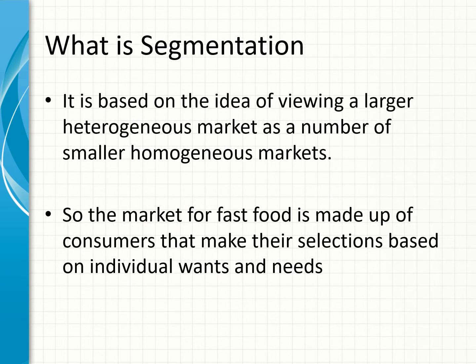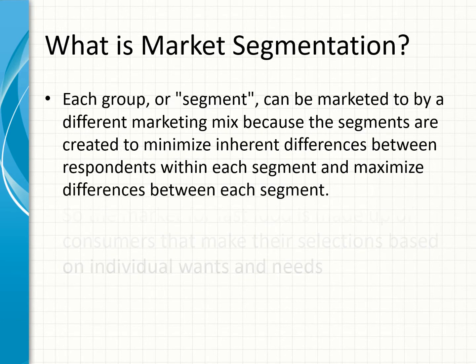It's really based on the idea of viewing a larger heterogeneous market as a number of smaller homogeneous markets. So it's based on this idea that if we take something like the market for fast food, it's made up of consumers who want all kinds of different things when they look for a fast food restaurant. They don't all want the same thing. Many want different things. The idea is that each group or segment can then be marketed to in a particular way in terms of the products offered, the communication strategy, the distribution strategy, and the pricing strategy.